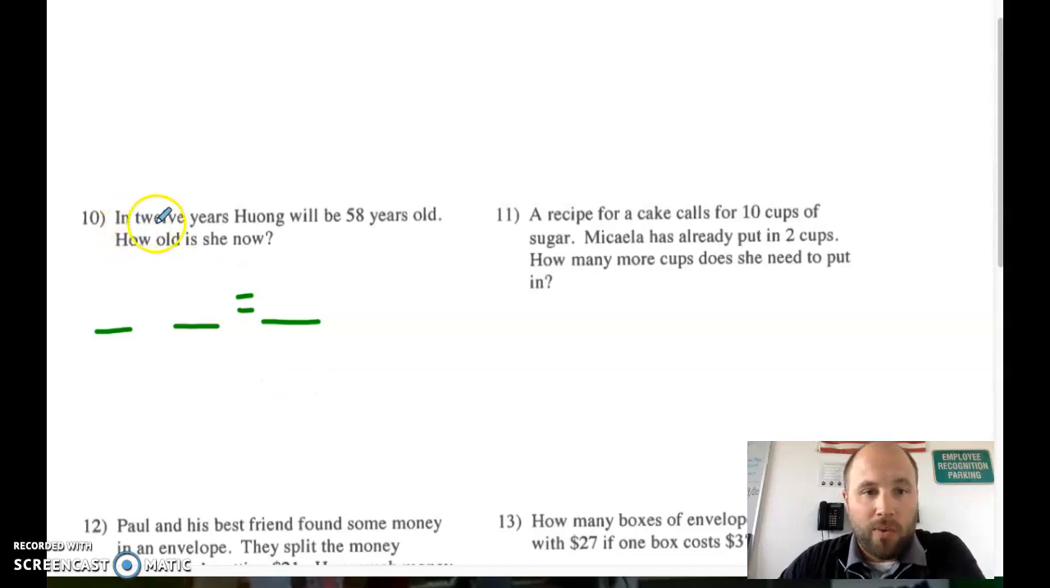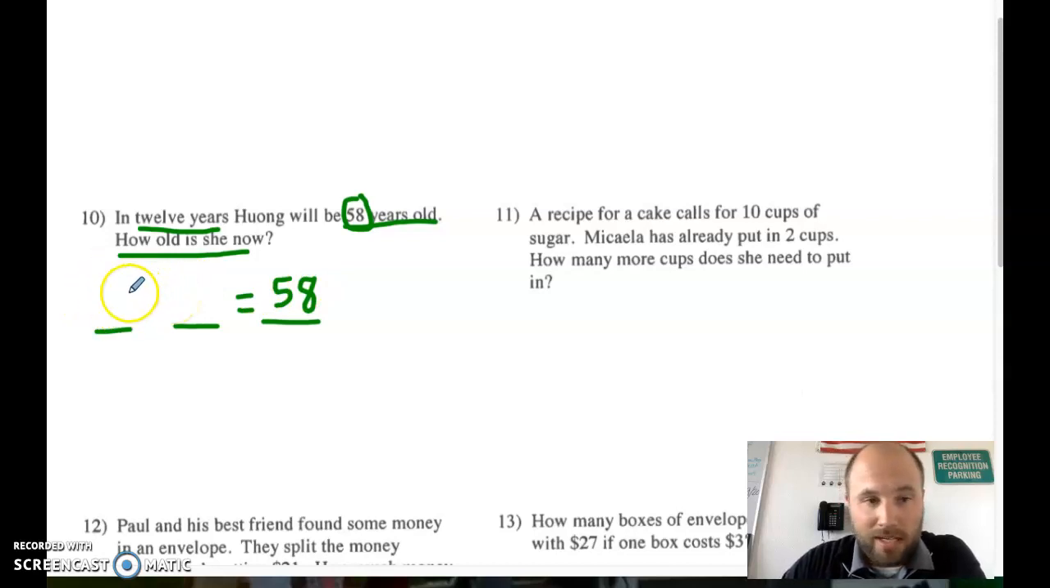So in 12 years, that's important, Hugh Long will be 58 years old. How old is he? So our total is 58. I like to work backwards, and we know all totals are going to be over here by themselves. So in 12 years, he'll be 58. How old is he? So we know one of these is going to be 12. It doesn't really matter where that variable is. Now, I'm sure what you'd say is, hey, I'm going to take 12 minus 58 and figure out the difference.